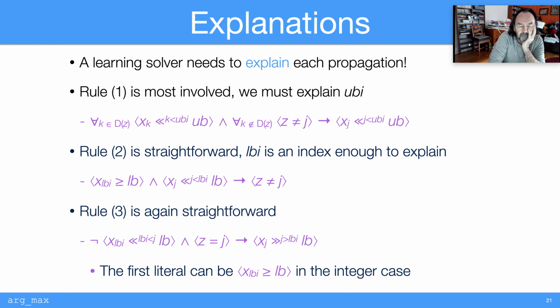If we get that, then that's enough to enforce the right-hand side. Rule 2 is much more straightforward because the LBI index, the index where we find this maximum of the lower bounds, is enough to explain it. If we know that at position LBI we have a value greater than LB, that together with the fact that xj can't be bigger than that forces that z can't take the value j. And rule 3 is again straightforward. The first literal looks a bit complicated. This is just to make it work correctly for reals, where we can't just invert things. But in the integer case, it's exactly the same as saying x LBI is greater than or equal to LB.